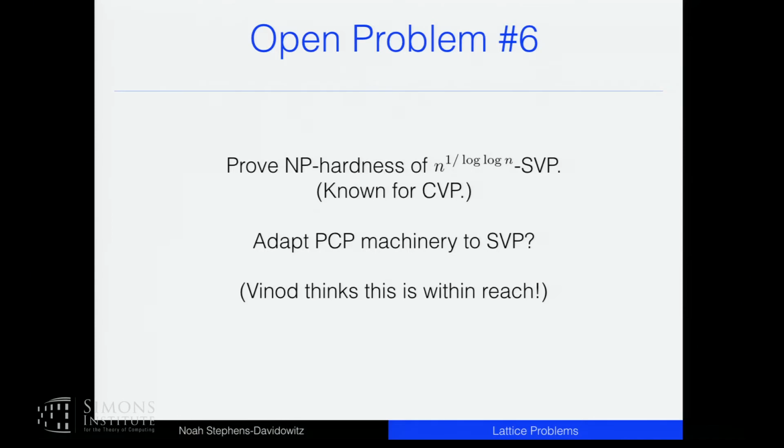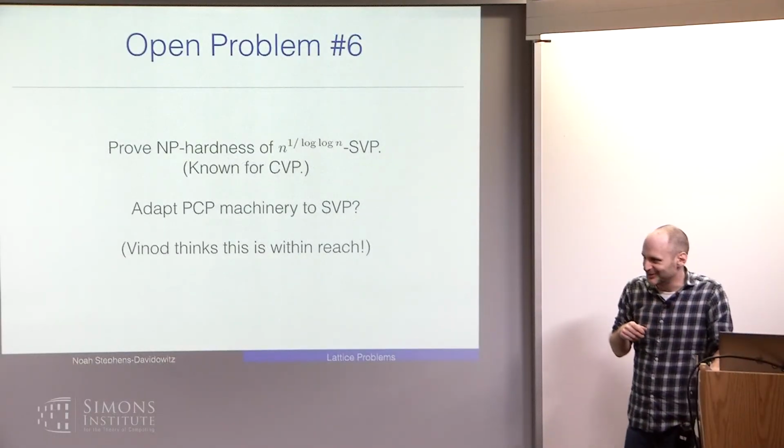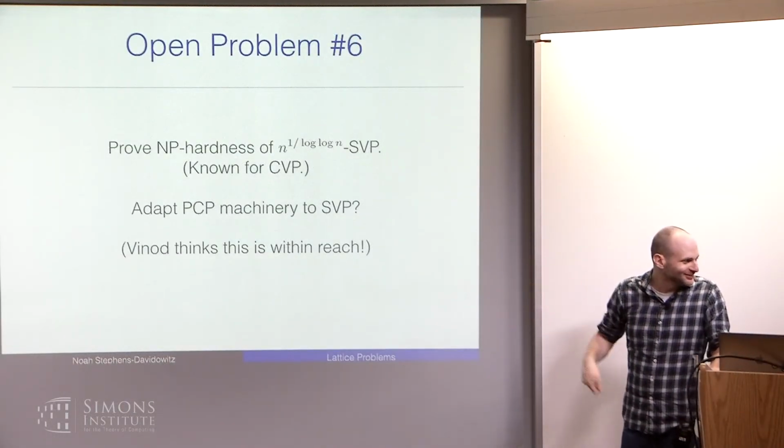So a natural open question, which Vinod thinks is within reach, is to prove just straight NP hardness for n to the 1 over log n SVP. In other words, just extend what we already know for CVP to SVP. I don't know, maybe Vinod has more thoughts on how this would go. Maybe it would adapt PCP machinery or something. But yeah, Vinod thinks this is within reach.